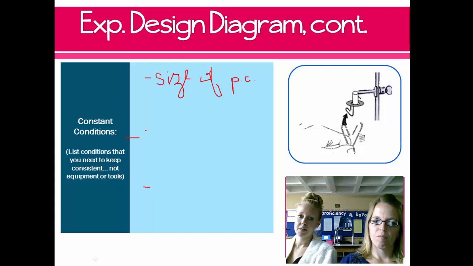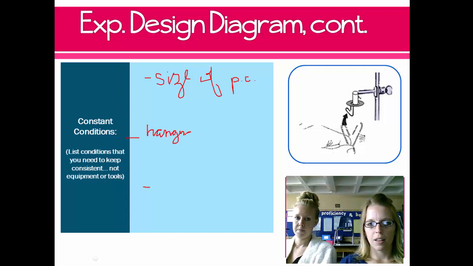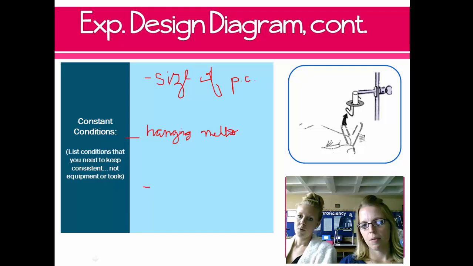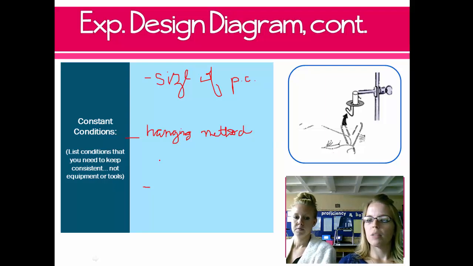The other thing that we need to be consistent about is how we hang the paper clips. So, hanging method. Why do you need to be consistent with that? Well, because if you're going to hang all your paper clips from the hook, you can't have them attached to one another hanging downwards. You don't want a chain. That makes sense. And if you're gentle the first time, you probably should be gentle the 12th time. Exactly. Okay, what else can we keep consistent?